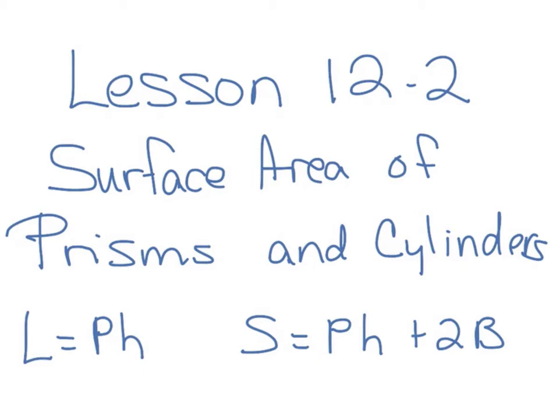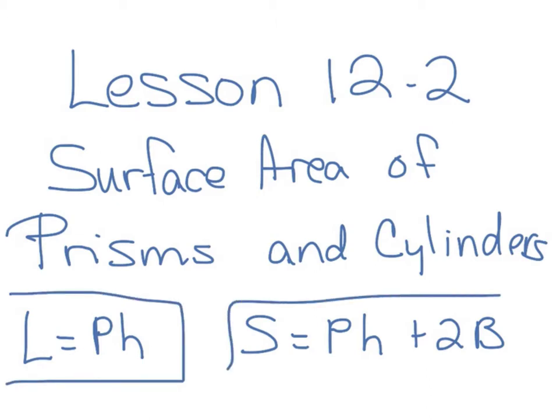We're starting lesson 12.2, calculating the surface area of prisms and cylinders. We will have two formulas that we will focus on throughout this lesson, well, four actually, but for prisms, which is where I'm going to start, we're going to talk about the lateral surface area and the total surface area. So, these are our two formulas that I'm going to start with, and then we'll add two more for cylinders a little bit later on in the lesson.